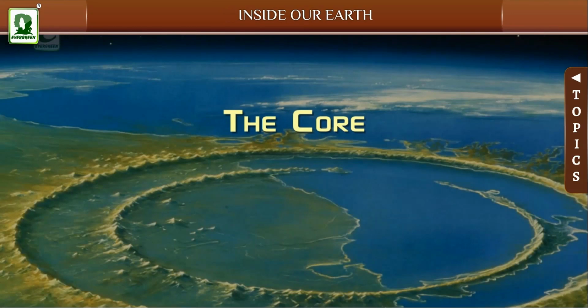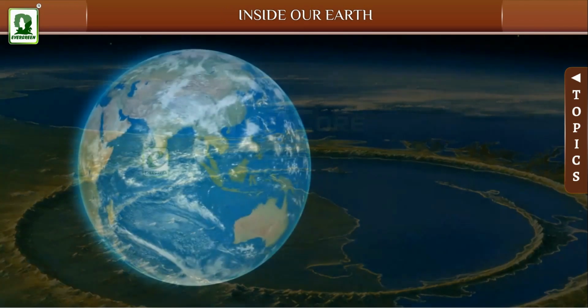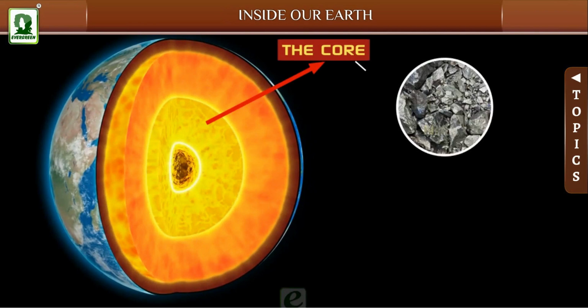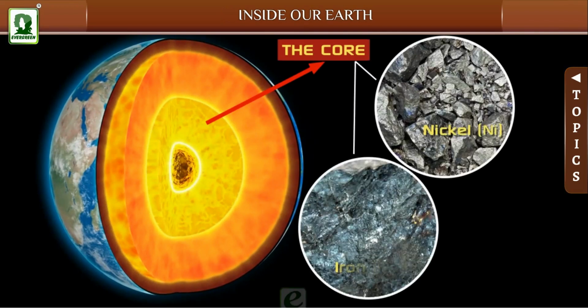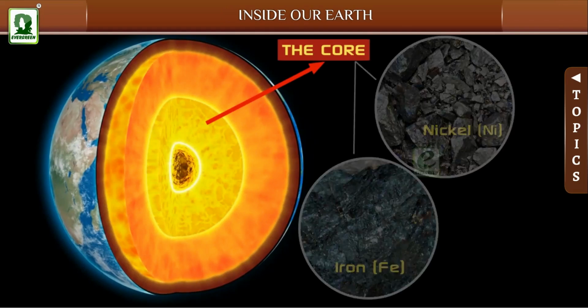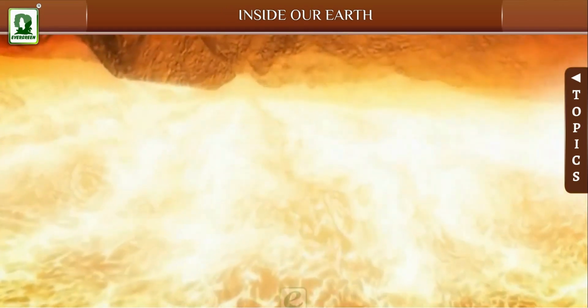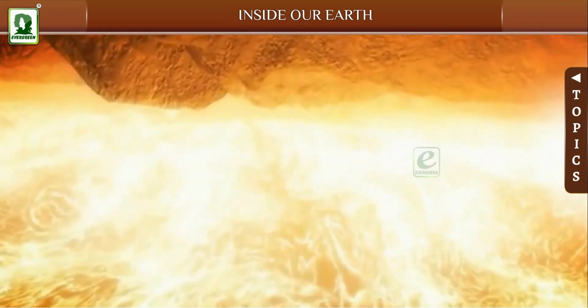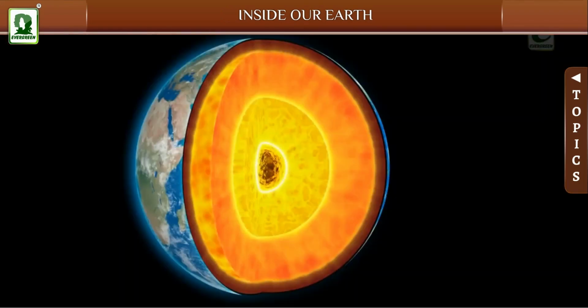The core. The innermost layer of the Earth is called the core. The core is made up of nickel, Ni, and iron, Fe. The temperature of the core ranges between 3,000 degrees Celsius to 6,000 degrees Celsius. The core is further divided into two parts.